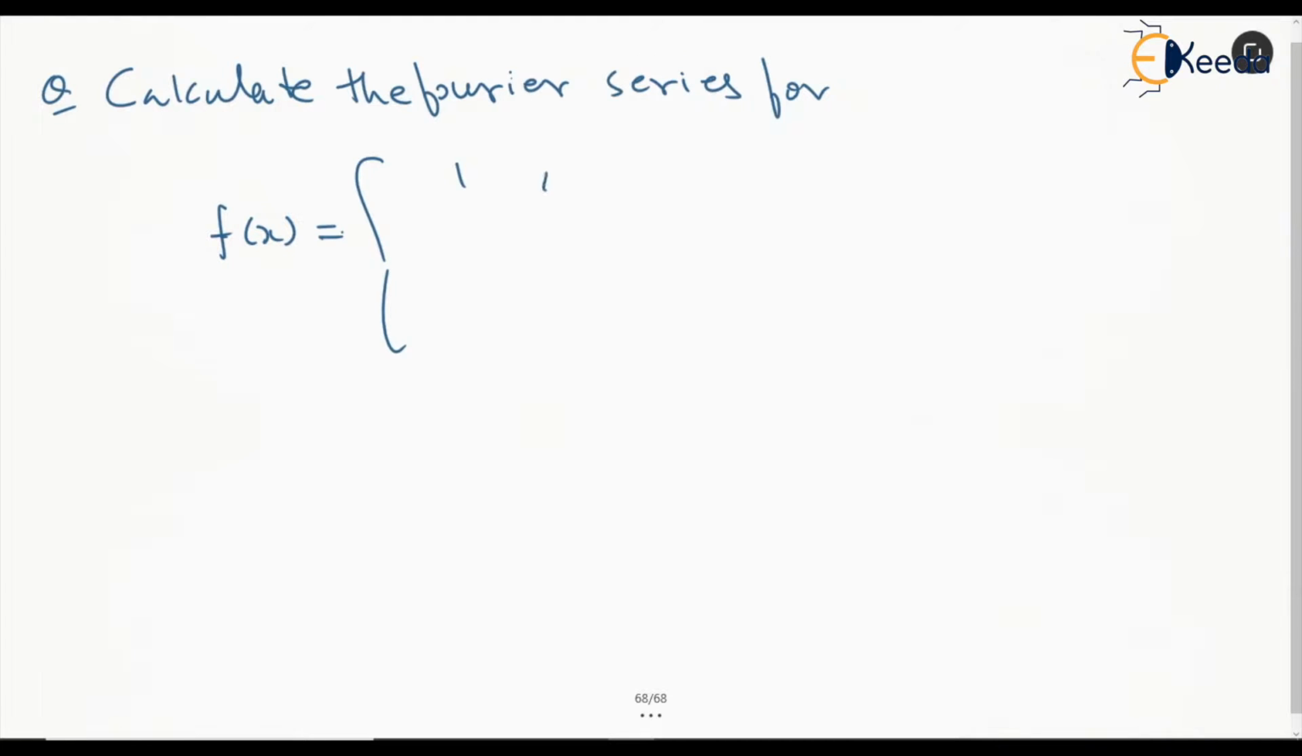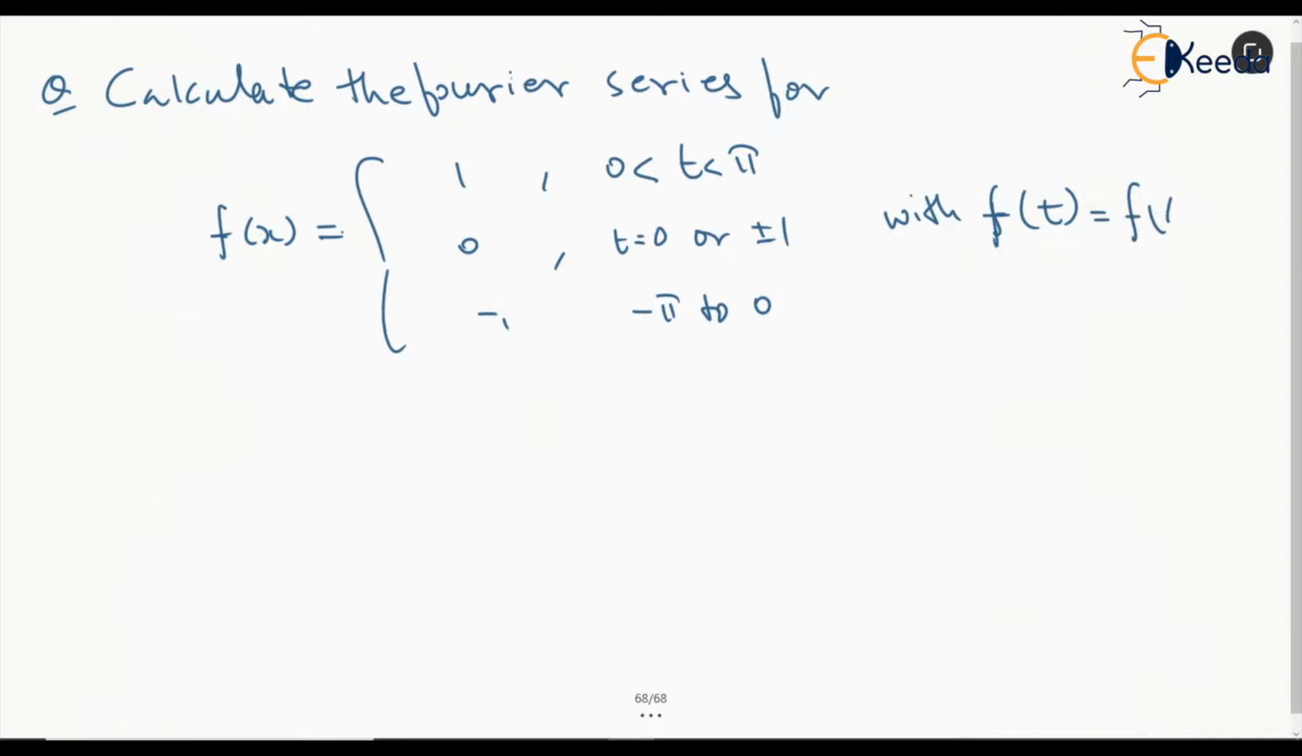1 for 0 to pi, 0 for t equal to 0 or plus minus pi, and it is minus 1 for minus pi to 0, with f of t equal to f of t plus 2 pi.